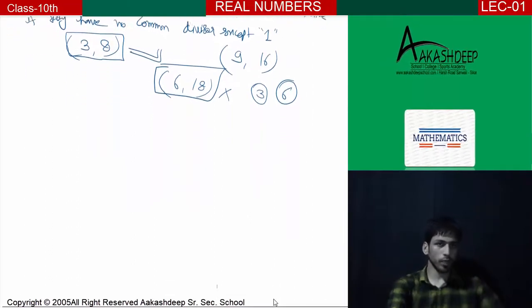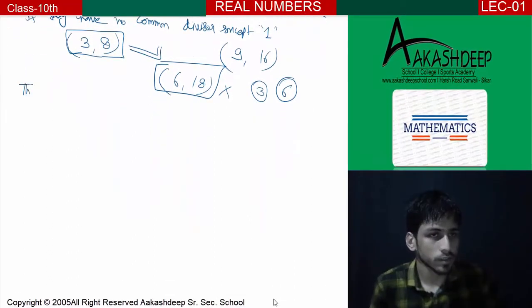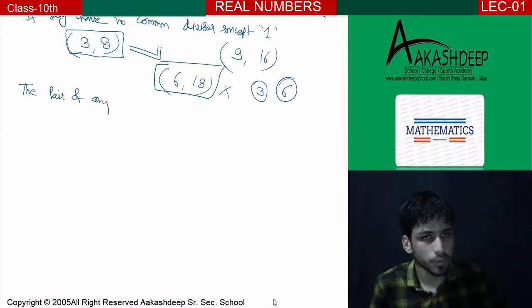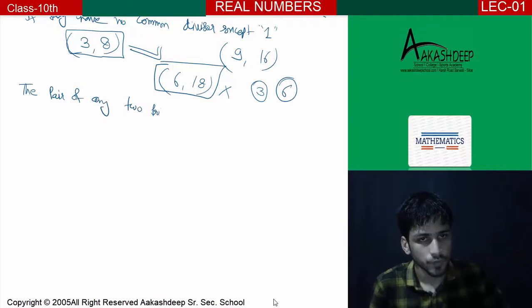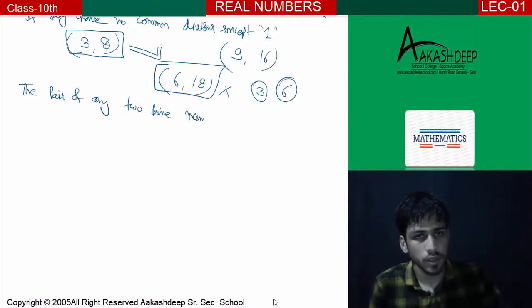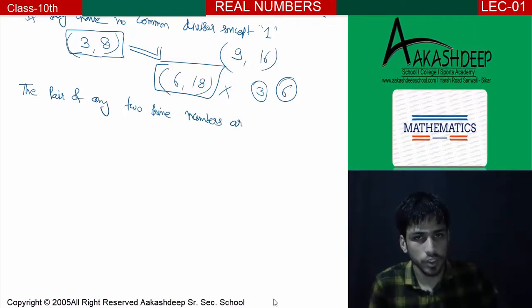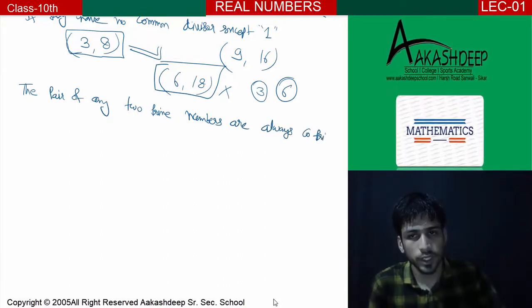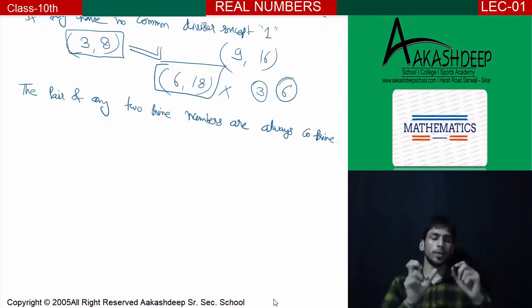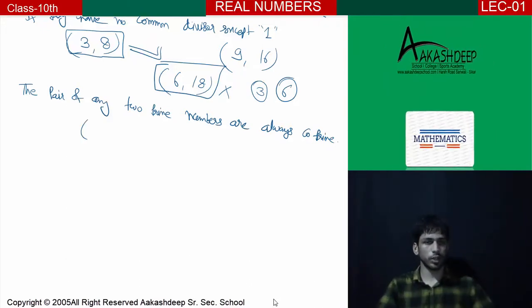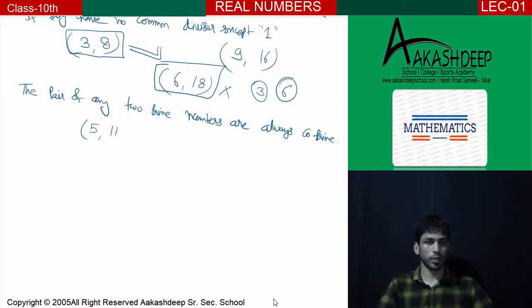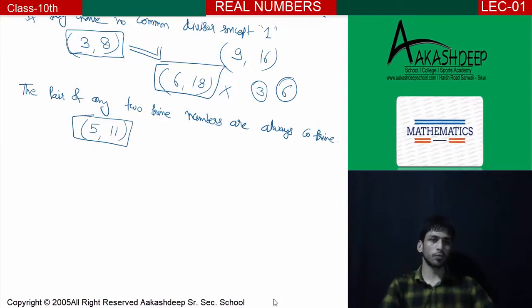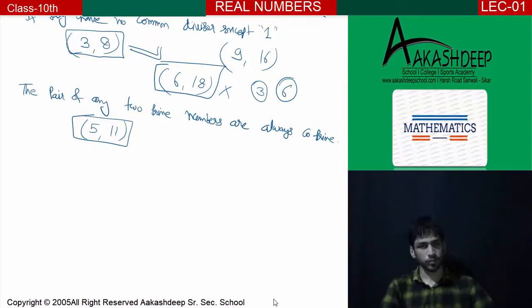Okay, and we can say the pair of any two prime numbers is always co-prime. If I take any two prime numbers, then the pair will always be co-prime. So for example, if I take 5 and 11, 5 and 11 are prime numbers. That's why this pair 5, 11 is co-prime numbers.